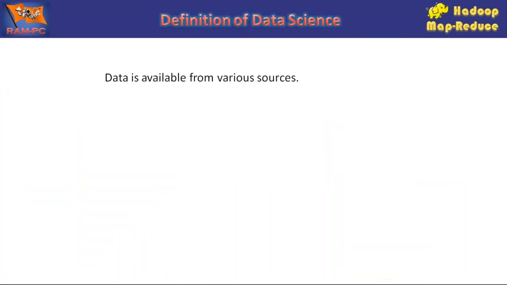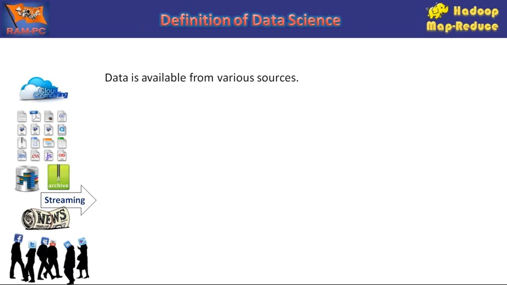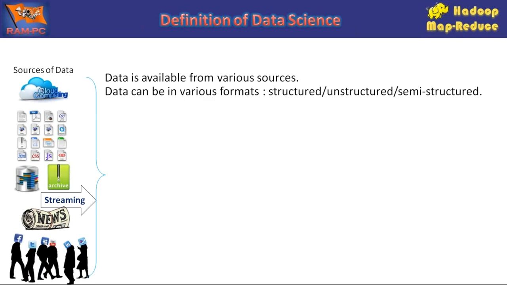So let us see the formal definition of data science. There are so many definitions for data science, but I'm giving you the common and most popular definition. There are a number of sources available, and they may be in different formats, and all these are the data sources. The data sources may be structured, unstructured, or semi-structured, and might be useful or irrelevant for a particular purpose. We don't know, because we have so much data.